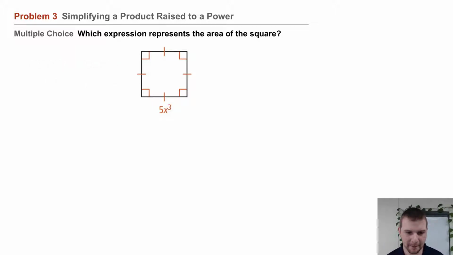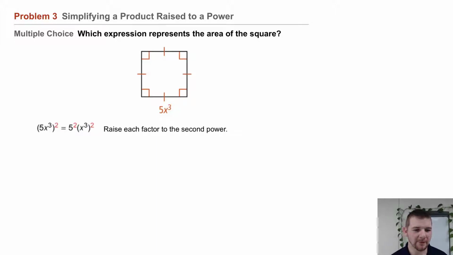Well, here's a square. We know in a square that all four sides are congruent, all four angles are congruent and measure 90 degrees, so they're all right angles. Here we have side length labeled 5x cubed. Remember, to find the area of a square, we multiply side length times side length, or side length squared.